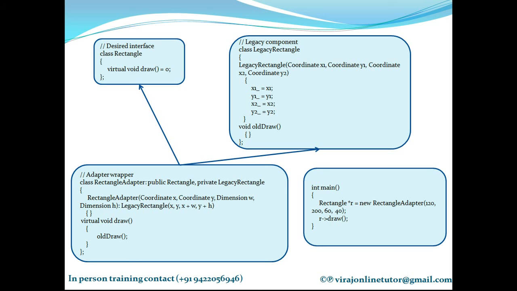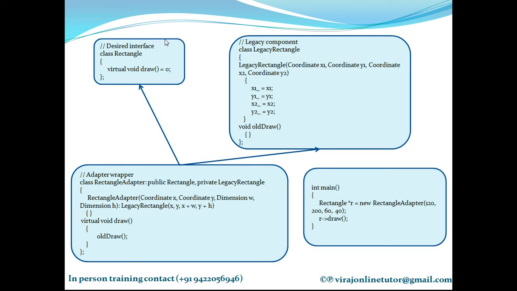So I need an adapter which will convert old draw into draw, because draw is what I am expecting, and old draw is what exists. So if I want to connect rectangle with a legacy rectangle, I can't directly connect them because the interfaces are different. Interfaces are not compatible with each other. Hence I need an adapter in order to convert the interface so that I can get my target interface.